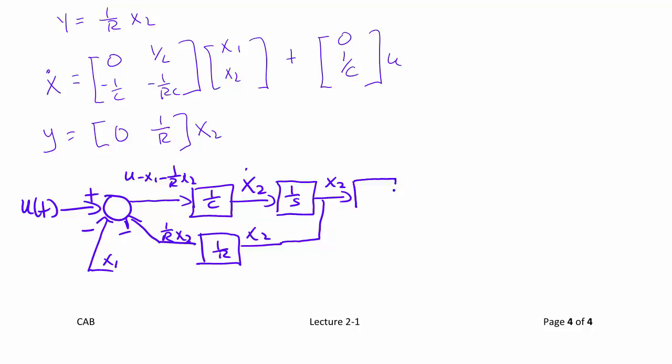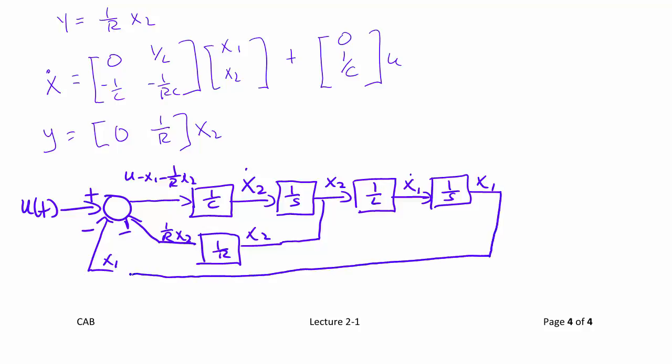Then we multiply that by 1 over L, and the output is x1 dot. And we integrate x1 dot, and the output is x1, which connects back to here. Since y is equal to 1 over R x2, and this is x2 here, we tap off of the x2 line, multiply by 1 over R, and the output is y of t.